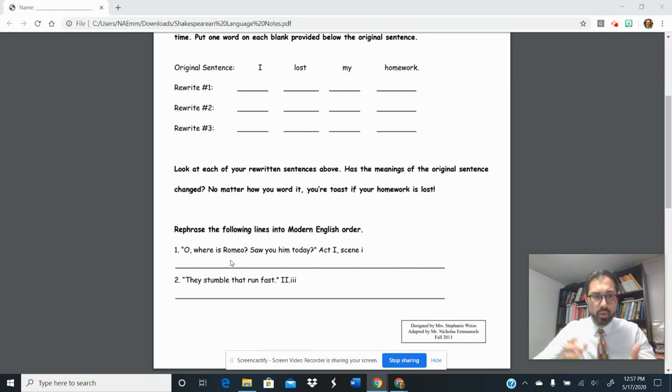So there's some examples, right? "Where is Romeo saw you him today?" would be, "Did you see him today?" So sometimes we just swap the orders, or "they stumble that run fast" is "If you run fast, you will stumble." So we can look at the word order.